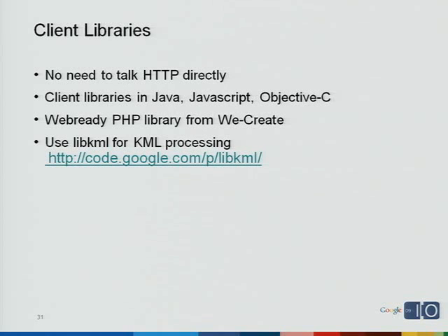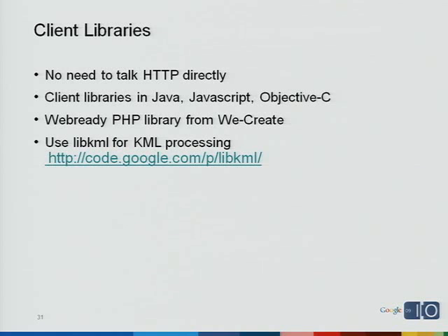Now, the examples I've shown you were all HTTP and XML, but you don't need to talk HTTP directly. There are client libraries in a number of languages. Right now we have custom libraries in Java, JavaScript, and as of yesterday, we now have Objective-C. And other custom libraries are in the works. There are also generic libraries that work.